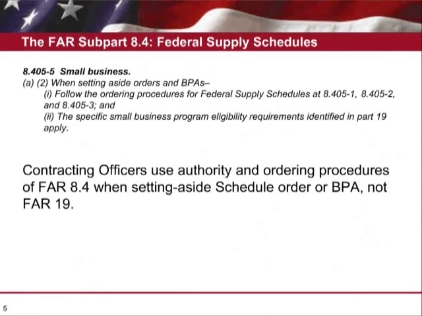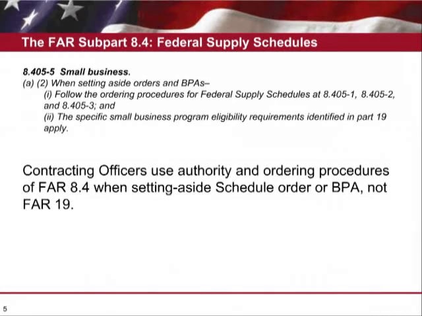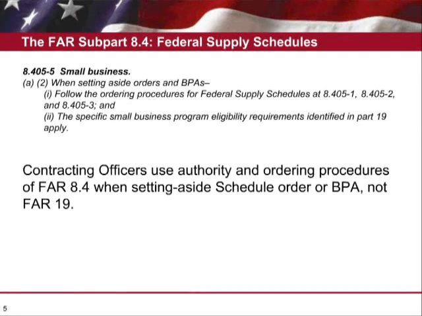It means that if your requirement is an order or a BPA is an order that doesn't have a statement of work, you must follow what 8.405-1 says. If your order has a statement of work, you must follow what 8.405-2 says. If you're setting aside a BPA, you have to follow the BPA establishment procedures in 8.405-3. In all these cases, when your requirement, your order or your BPA is over the SAT, in accordance with all 3 ordering procedures that are listed here, you have to post your RFQ to eBuy so that all eligible schedule holders have the opportunity to participate.